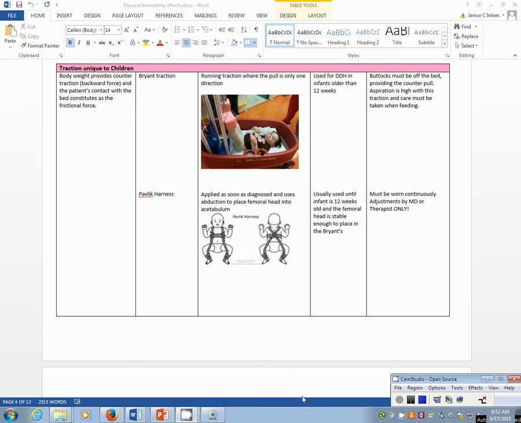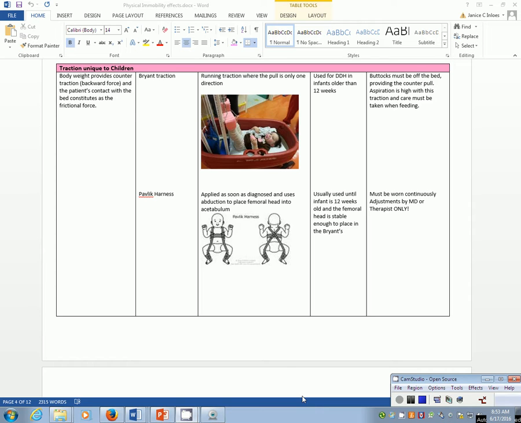So Bryant's is considered a running traction, and the pull is only in one direction. The buttocks have to be elevated off the bed at all times. If the buttocks is touching the bed, then you are not getting the traction that you need to pull those hips. This is usually used for DDH, developmental dysplasia of the hip, in infants who are older than 12 weeks. So the buttocks, of course, has to be off the bed.